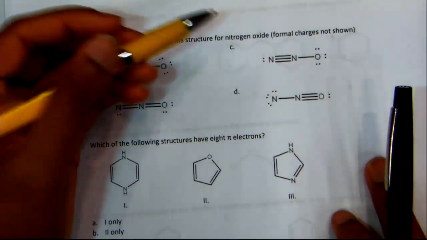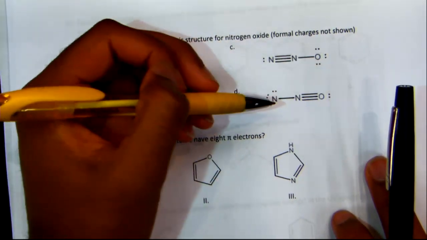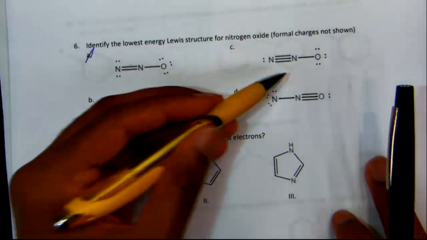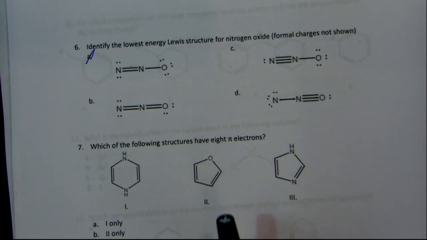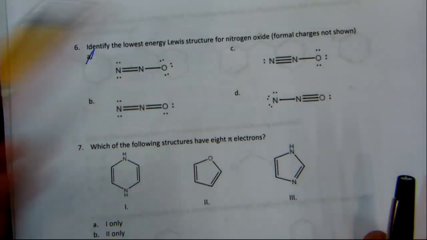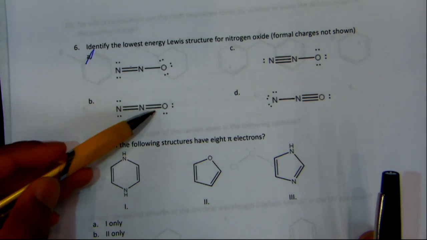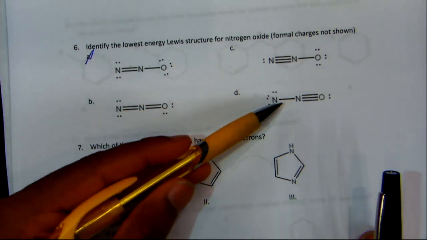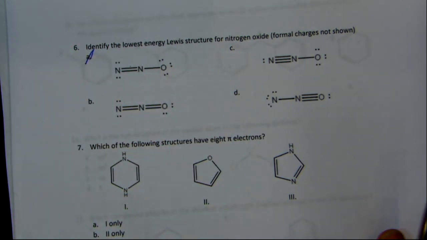Let's do this one. Does this satisfy 2, 4, 6, 8, 2, 4, 6, 8, 2, 4, 6? Okay, so this one satisfies the octet rule. I'm just going to go through really quick and see if they all satisfy the octet rule. Okay? So C is good with the octet rule. 2, 4, 6, 8, 2, 4, 6, 8, 2, 4, okay. 2, 4, 6, 8, and 2, 4, 6, 8. All right, looks like they all satisfy the octet rule, unless I missed something.